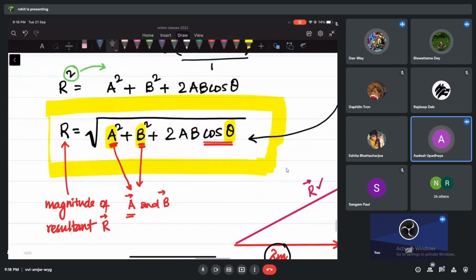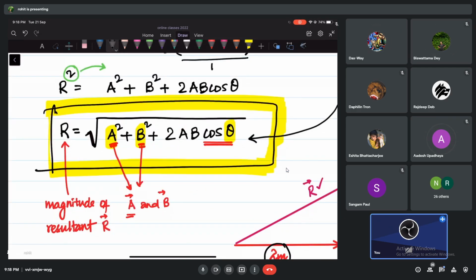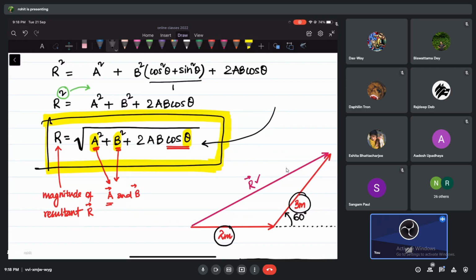Magnitude of resultant. Okay, now let me ask you this question. Do you realize it is not so easy like adding scalars, right? Yes or no?